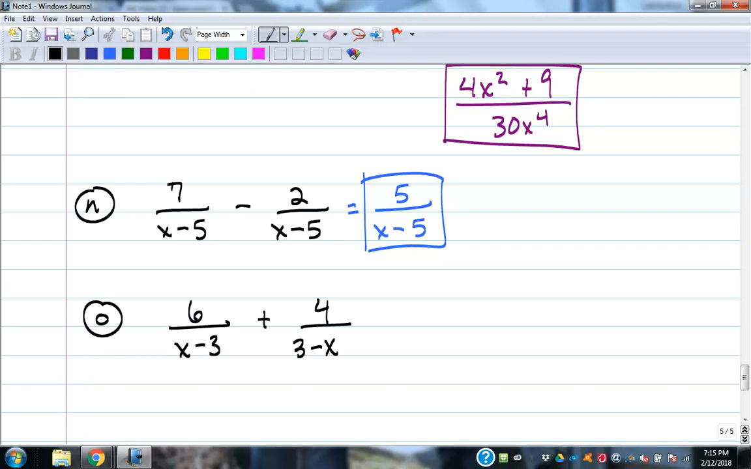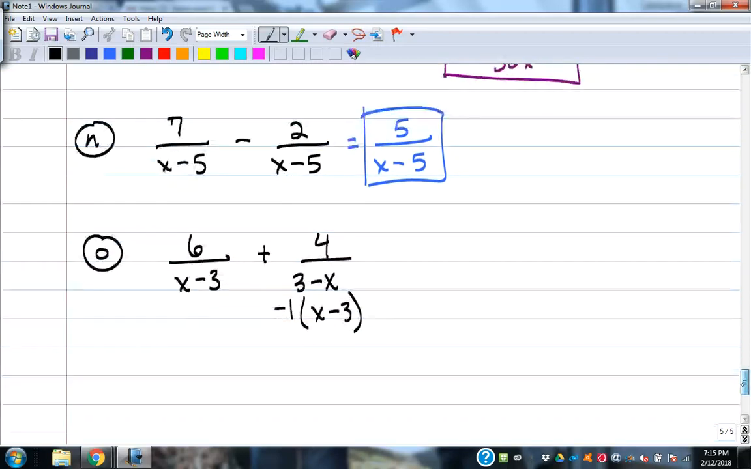So the trick is to factor out a negative 1 to change the signs. If I factor out a negative 1, that'll make it x minus 3. And if that's the case, I no longer have a common denominator. I've got one denominator that is x minus 3 and another that is negative 1 times x minus 3. How could I turn the one on the left into the same as the one on the right? Don't overthink it. Simply multiply it by negative 1.